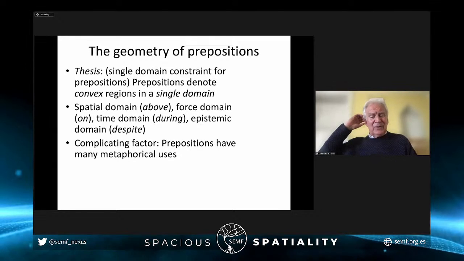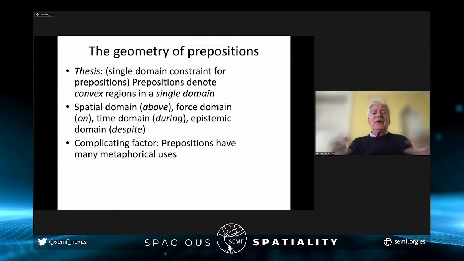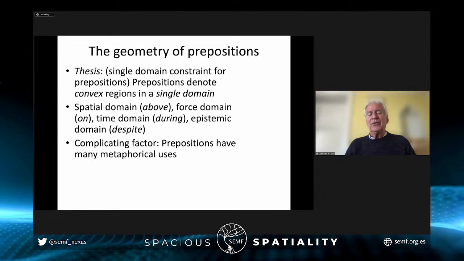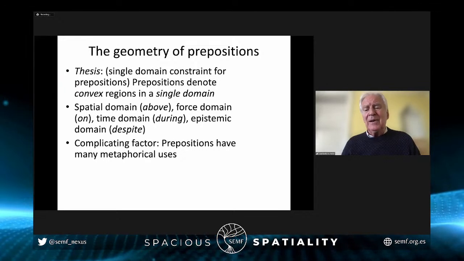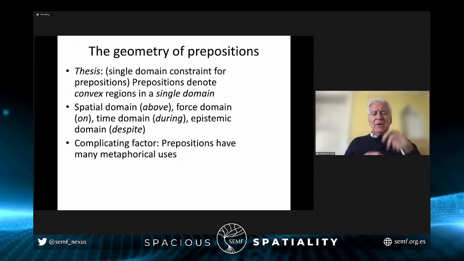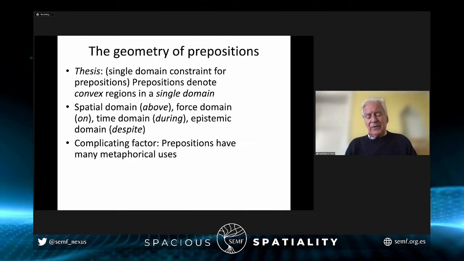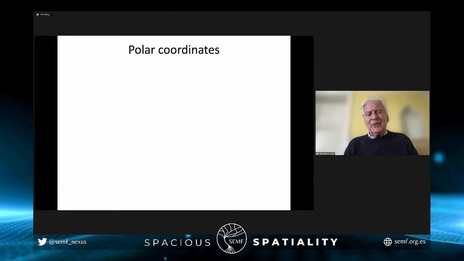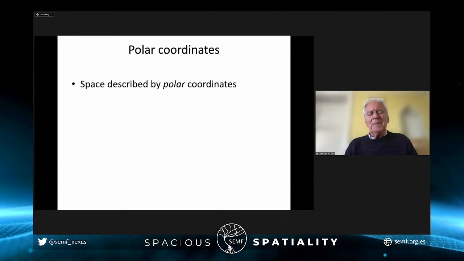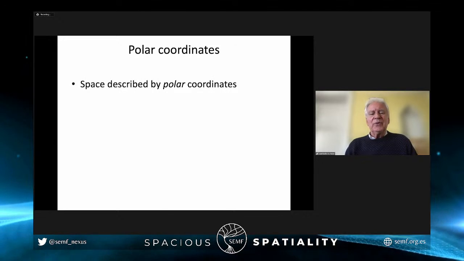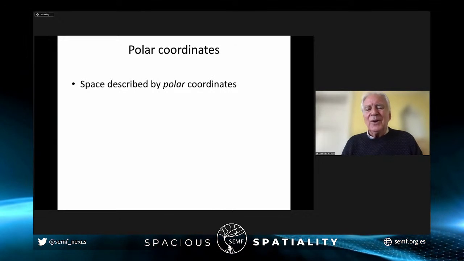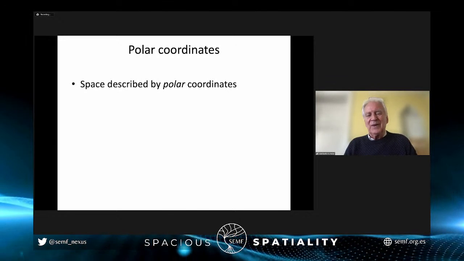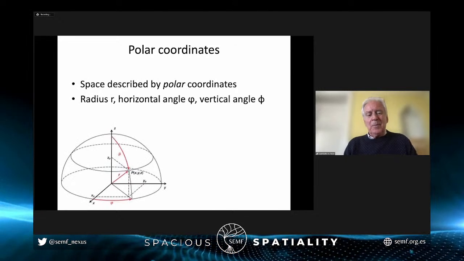One factor that complicates my analysis is that prepositions very often get metaphorical uses. The basic spatial prepositions like over, that has been analyzed by Lakoff and a lot of other people, are used in lots of metaphorical contexts. Anyway, there's this interesting thing that happens with the spatial prepositions, and that is that they don't go by Euclidean or Cartesian spatial coordinates anymore. They go by polar coordinates.